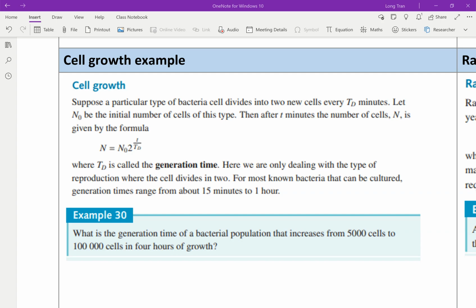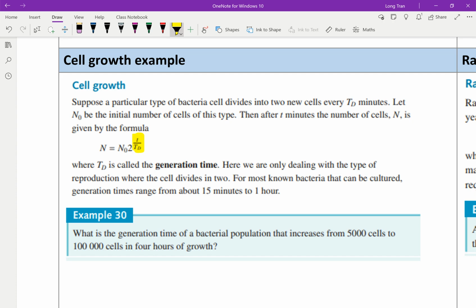Hey there, year 11s. We are now going to apply exponential and logarithmic equations, where we're trying to apply them on our CAS and solve problems. Here is an example of what we call a cell growth example. There are some terms that you need to get familiar with. In this case, it is N naught, 2, and then this TD.